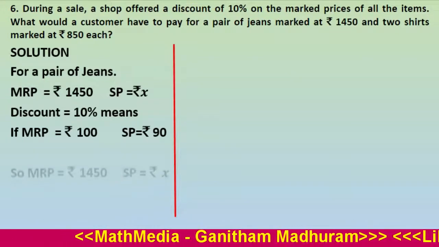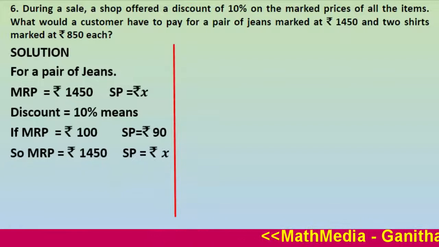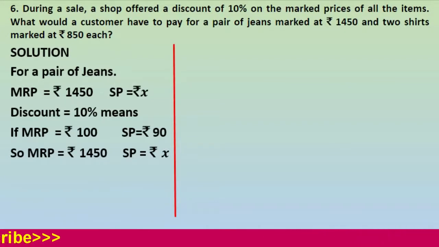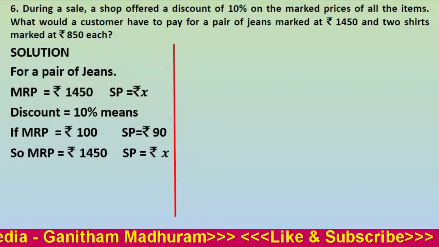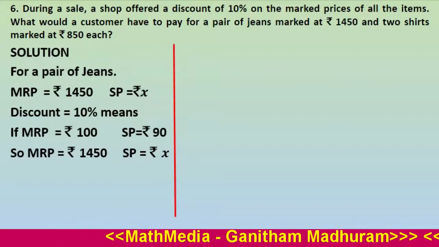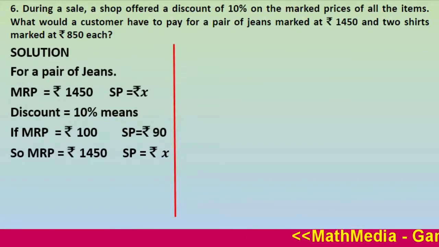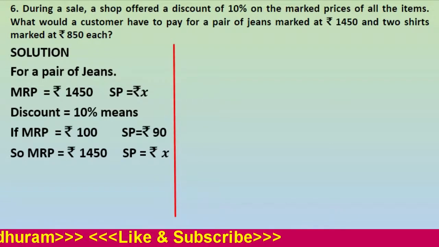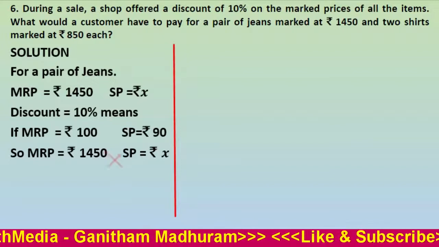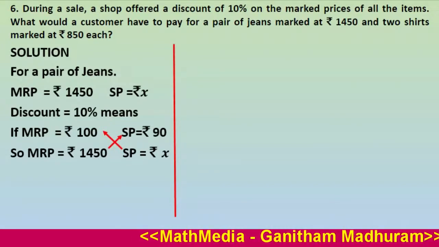Now we can come to our question. If MRP equal to rupees 1,450, selling price equal to rupees X. So children, while writing here only you have to take care. Then everything is as normal, we are doing the same only. Now what is the next step? Yes, we have to do the cross multiplication.